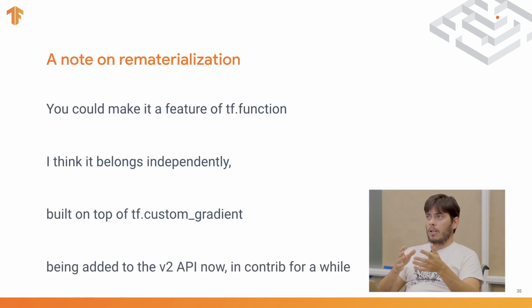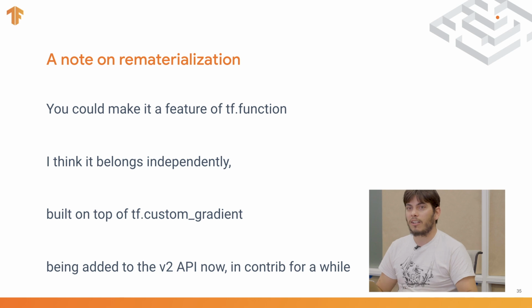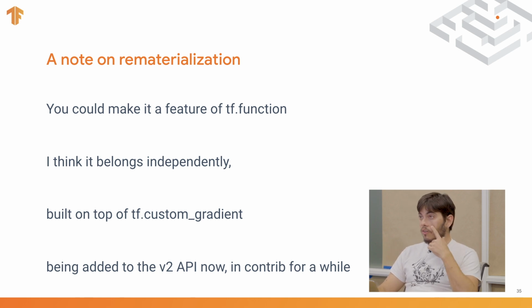One thing that you might think about right now is that a particularly important feature to a lot of people who rely on reverse mode autodiff is to not keep all the intermediate state alive in between the forward and the backward pass. You could make this a feature of tf.function, but I think it should be implemented separately, built on top of tf.custom_gradient, since this is just another customization of the differentiation code. And it's very easy to do this generically in a way that does not depend on tf.function. This is being added to the v2 API now, even though it existed in contrib for a while. So the rematerialize, recompute gradients thingy is not going to go away.